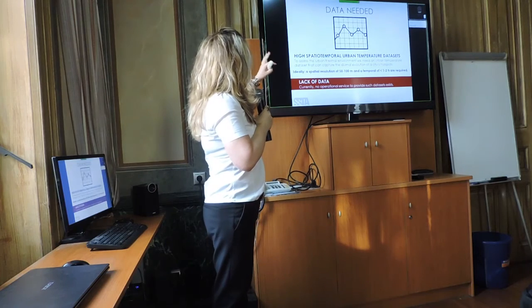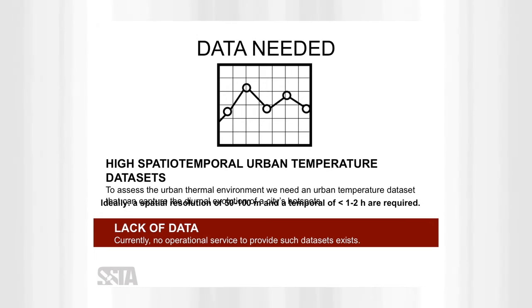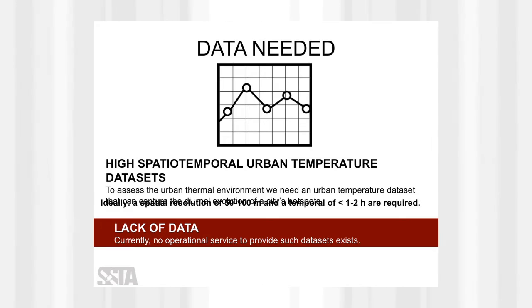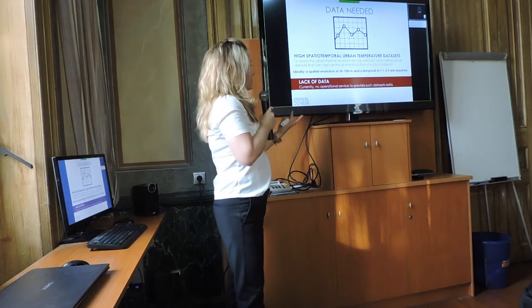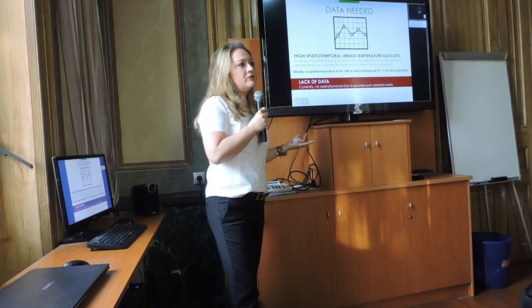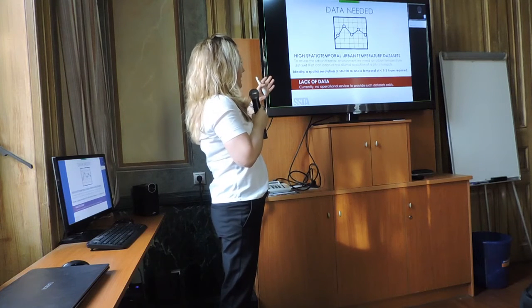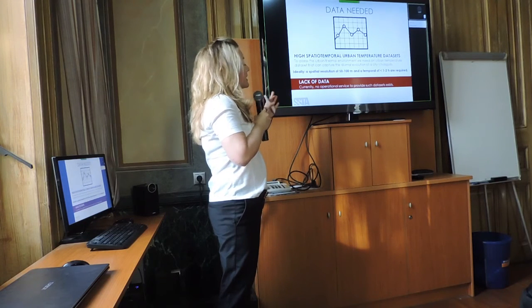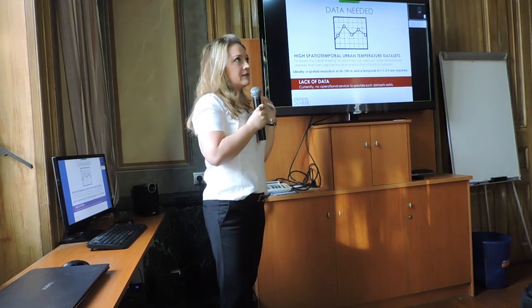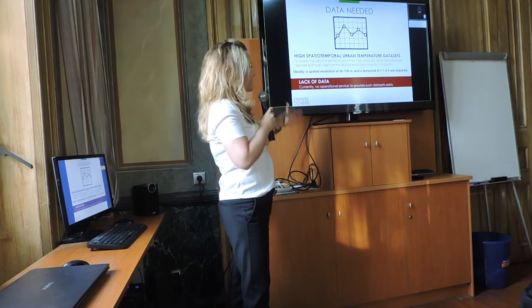Okay, data needed. So you have high spatiotemporal urban temperature data sets. This is actually what you would want to have, as we said before. You want high temporal, high spatial resolution. But as we said, there is a trade-off in remote sensing, you cannot have this combination of high spatial, high temporal temperature data sets. So there is a lack of data. There is no system that can give you the data that you want with the frequency that you want and the spatial resolution that you want.